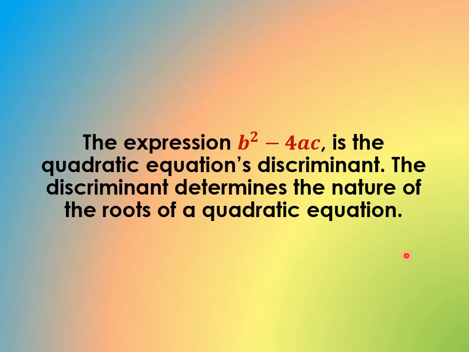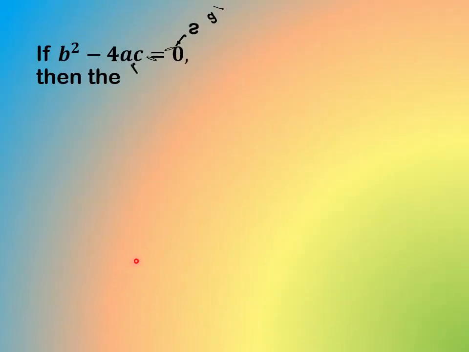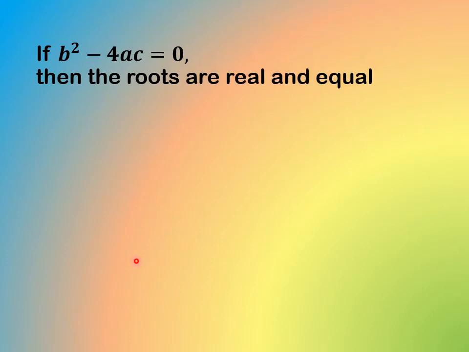The expression b squared minus 4ac is the quadratic equation's discriminant. The discriminant determines the nature of the roots of a quadratic equation. Okay, so let's start the first nature of roots of a quadratic equation. So if b squared minus 4ac is equal to 0, then the roots are real and equal.